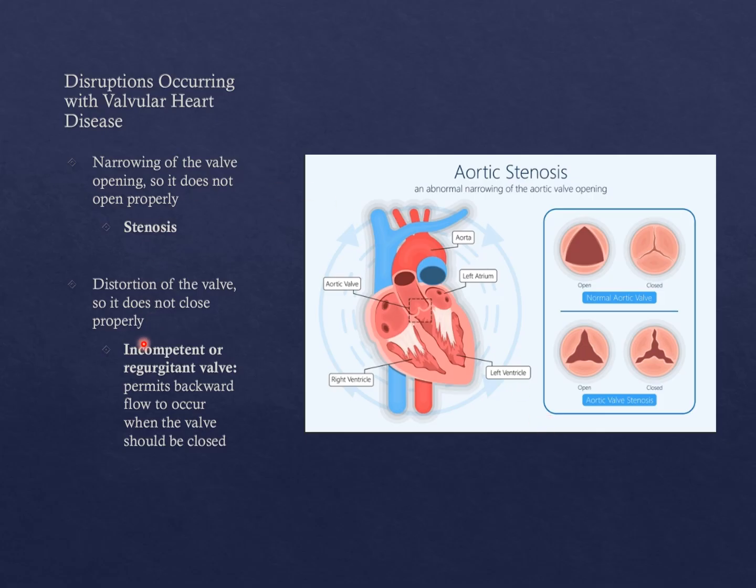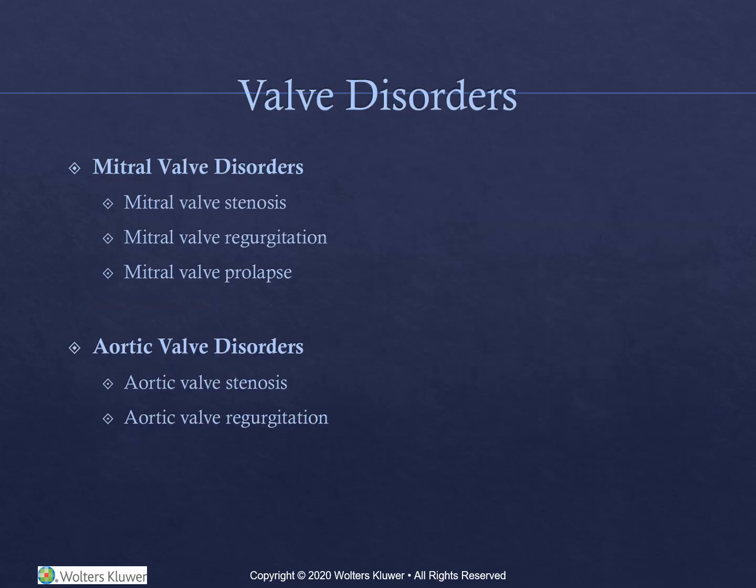Sometimes that distortion of the valve causes it to not close properly, and then we get an incompetent or regurgitant valve. And now, instead of just this constant forward flow of blood, this incompetent or unclosed valve starts to permit backward flow, even when it's closed. So we have regurgitation, or movement of blood backwards in the system rather than constantly forward.